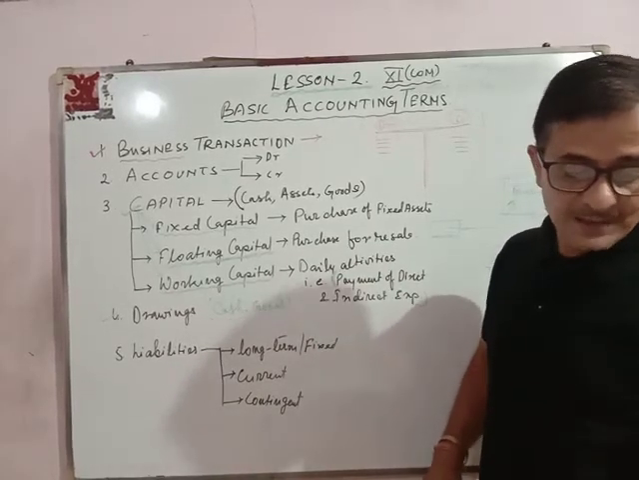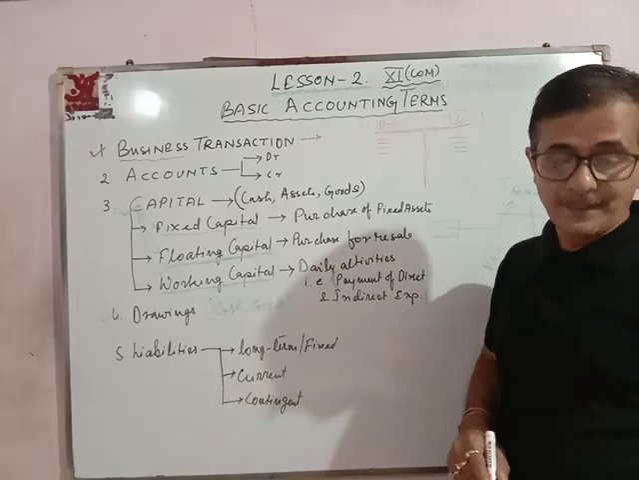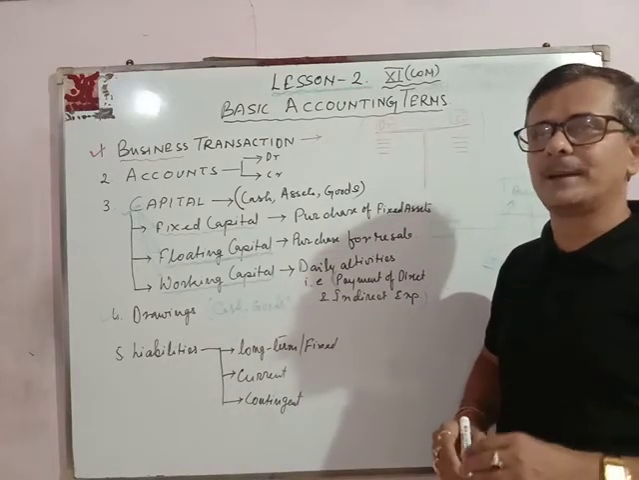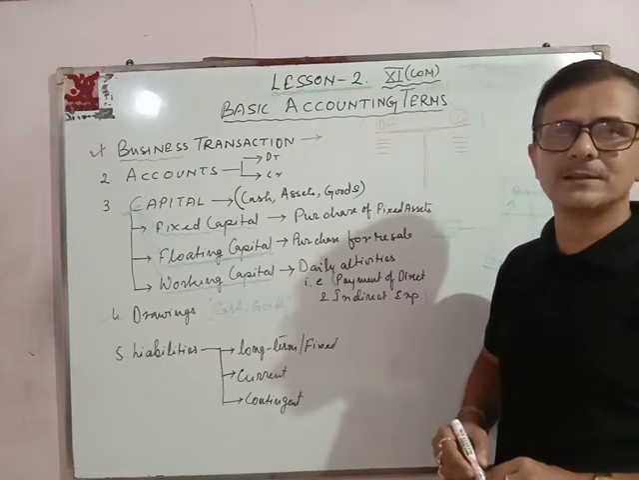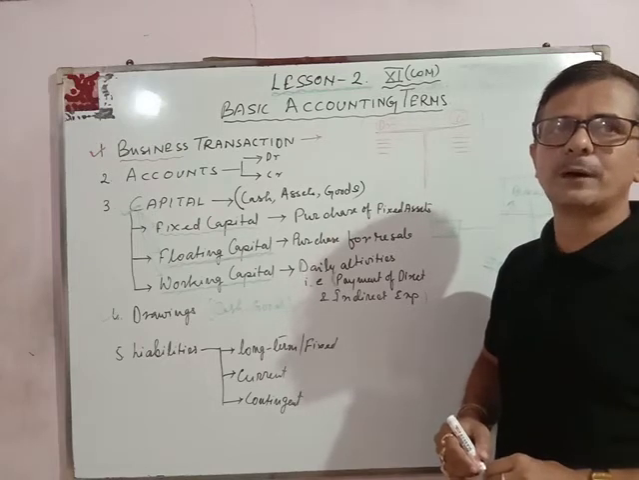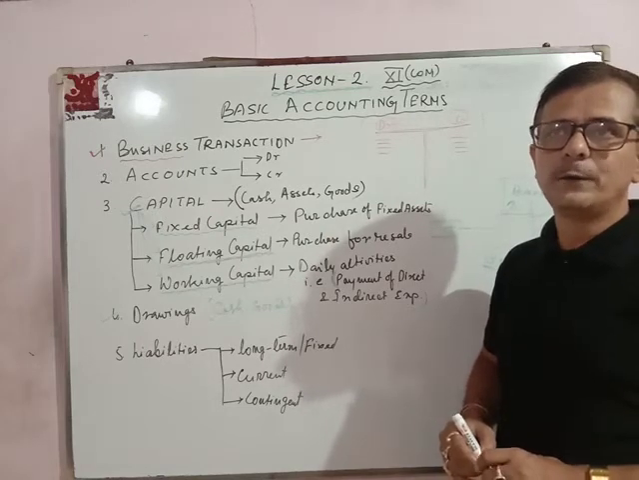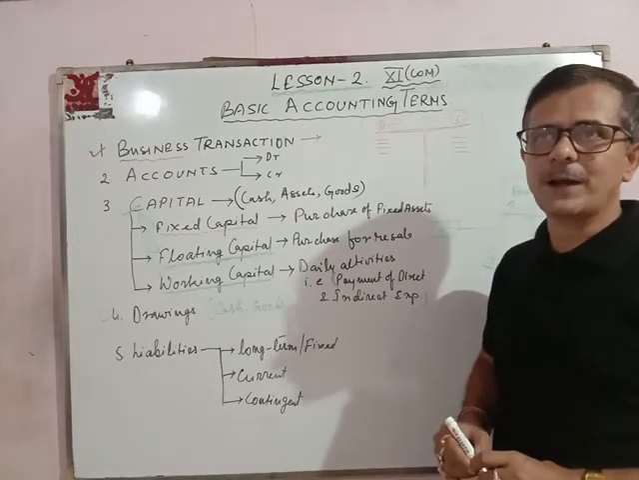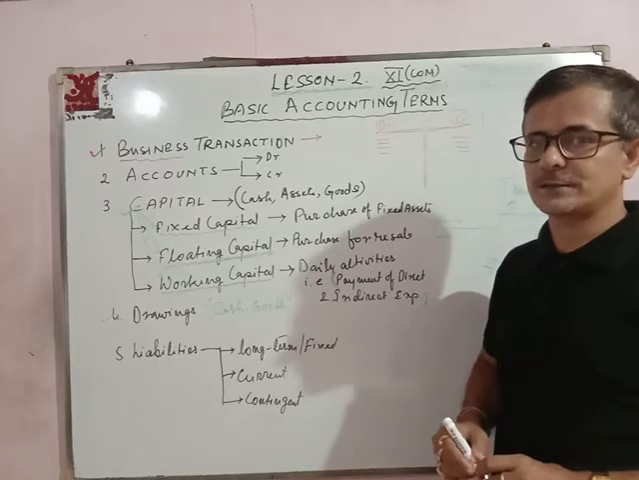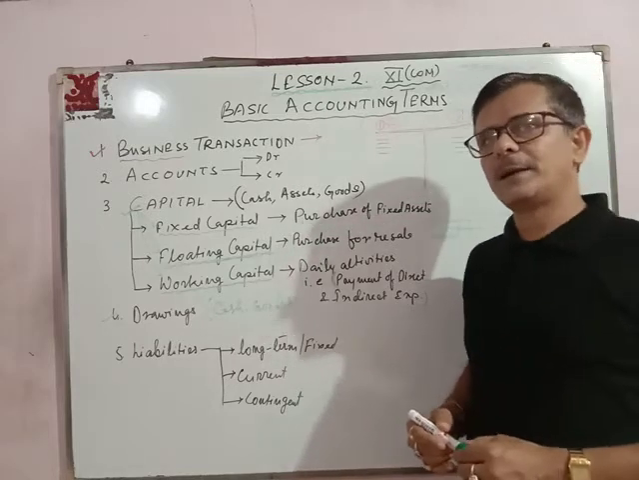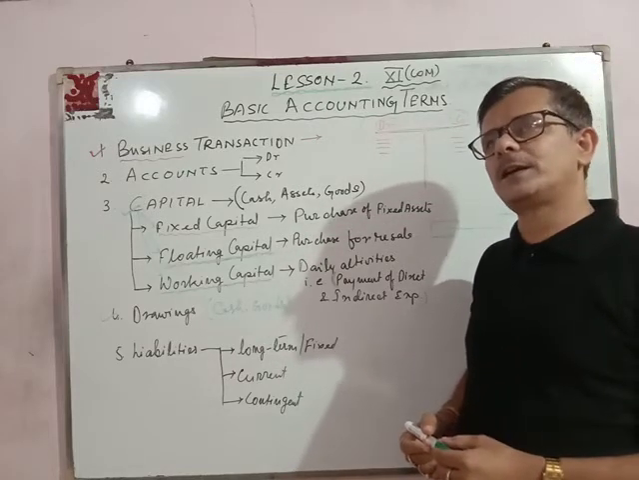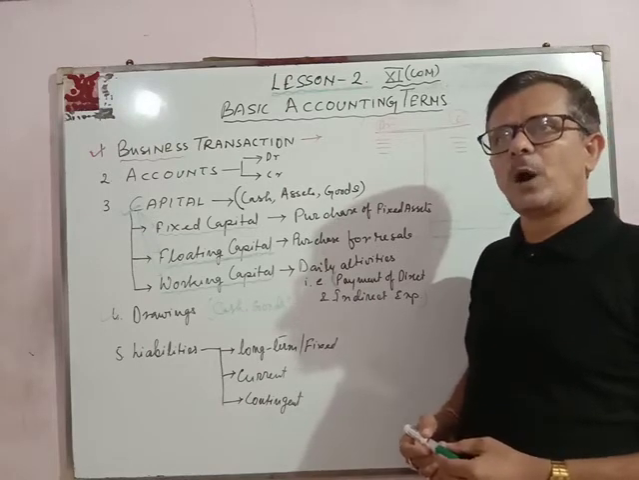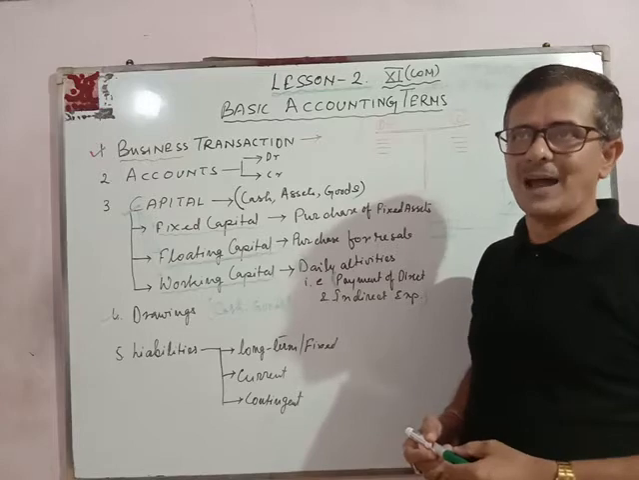So what are fixed liabilities? Fixed liabilities are long-term liabilities. Long-term liabilities are the type of loan which you have taken for a longer period of time, that is more than 1 year. It can be 10 years, 15 years, 20 years, 8 years, 7 years, whatever it is. These are called long-term loans or long-term liabilities.